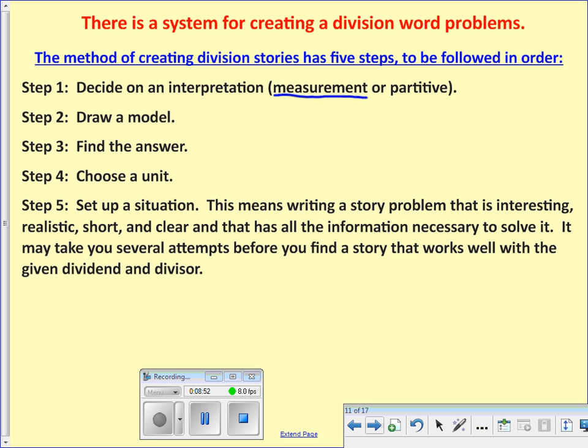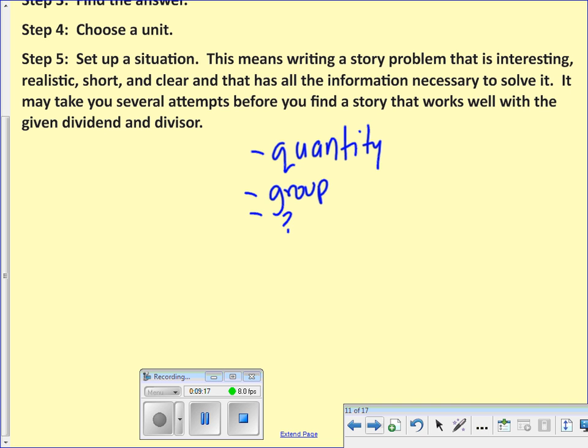Basically, you want to break it down into 3 sentences. Your first sentence, you're going to have your quantity. Your second sentence, you're going to have your other group or your part. The third sentence should be your question. So just 3 sentences. And if you think about it, that's all a word problem is. Find your quantity, find your group, and what are they asking us? Okay, so that's what you should set up for 5, your 3 sentences.